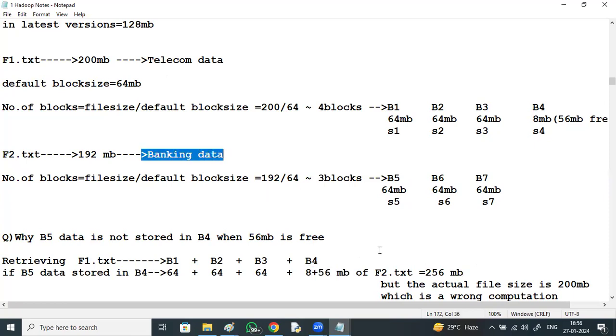Whenever you're retrieving telecom data, a part of the banking data comes along with it. The actual file size should be 200 MB, so this is a wrong computation.